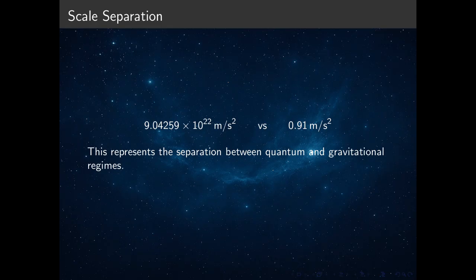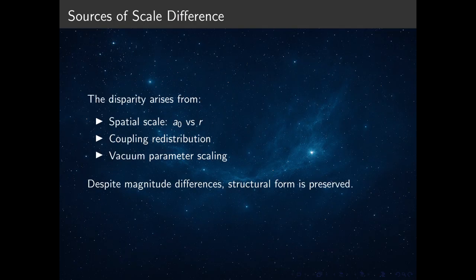Interpretation of numerical results. The comparison between 9.04259 times 10 to the power 22 meters per second squared and 0.91 meters per second squared demonstrates the extreme disparity between quantum and gravitational scales. Within this framework, this difference arises from spatial scale differences, A0 versus R, coupling strength redistribution, and vacuum parameter scaling.